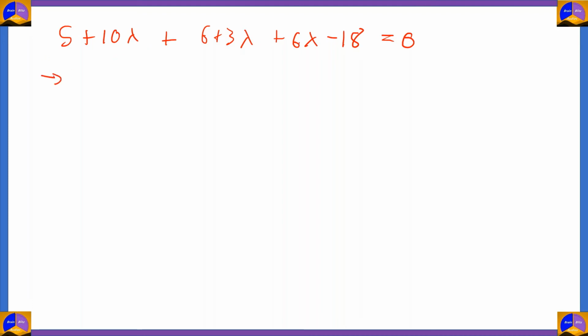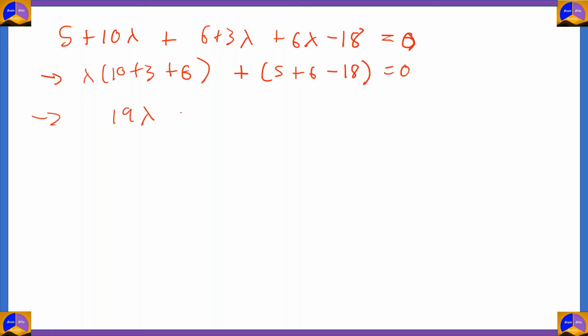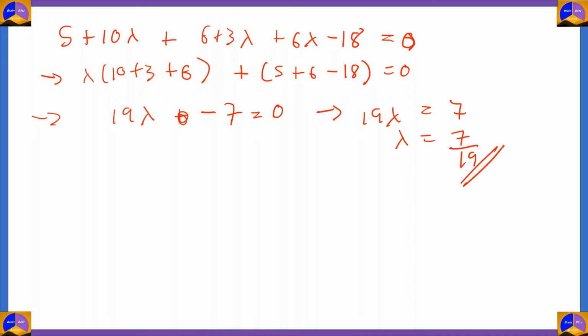And let's group the lambda terms together. So lambda times 10 plus 3 plus 6, and then the constants are 5 plus 6 minus 18, is equal to 0. So 10 plus 3 plus 6 is 19 lambda, plus 5 plus 6 is 11, 11 minus 18 is minus 7. So 19 lambda minus 7 is equal to 0. So 19 lambda is equal to 7. Lambda is equal to 7 by 19.